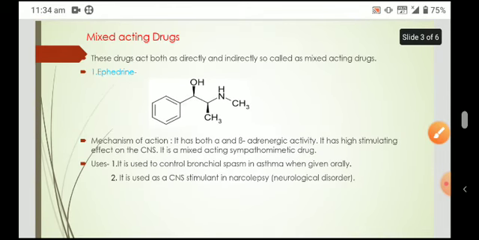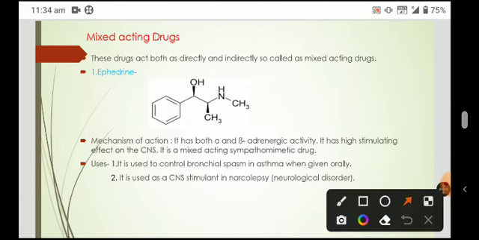Now the third class of sympathomimetic agents is the mixed acting drugs. These drugs have both direct and indirect action, so they are called mixed acting drugs. The name itself indicates this. The first drug from this category is ephedrine. The structure of ephedrine is shown here. The next point regarding ephedrine is mechanism of action. Again, it has both alpha and beta adrenergic activity. It has a high stimulating effect on the central nervous system, as it is a mixed acting sympathomimetic drug.